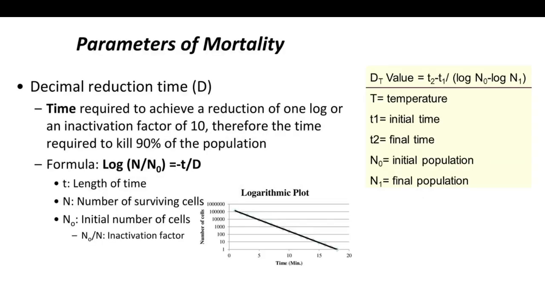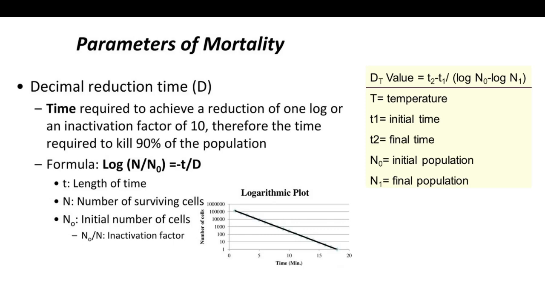Decimal reduction time is the time required to achieve a reduction of 1 log, or an inactivation factor of 10. Therefore, it is the time required to kill 90% of the population. What it means is that it is the time actually required to kill 90% of the population, where only 10% will be surviving and 90% will be dead. That time, required to do this from an original stock solution, is your decimal reduction time.